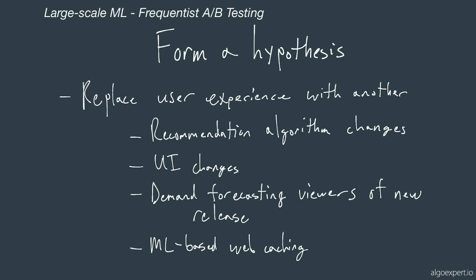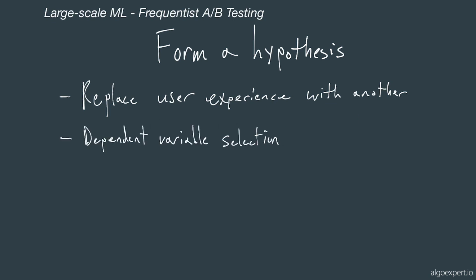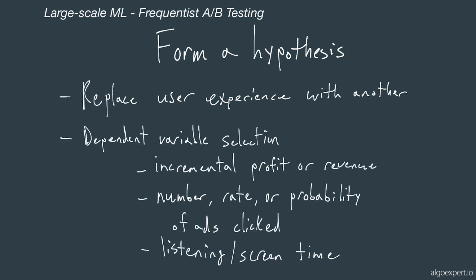So after we decide on which experiences we want to replace with new experiences, we also want to decide on what the dependent variables should be. So the dependent variables here could be the incremental revenue or profit lift. It could be the number, rate, or probability of ads being clicked. It could even be the listening or screen time of a particular application.